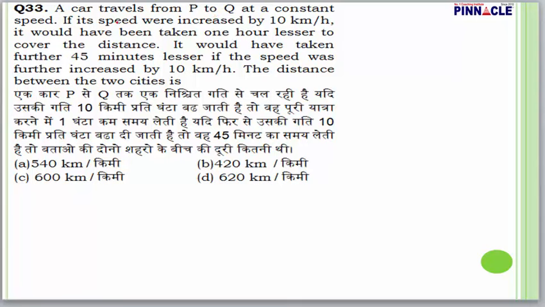Next question, question number 33. A car travels from P to Q at a constant speed. If its speed were increased by 10 km per hour, it would have taken 1 hour less to cover the distance. It would have taken a further 45 minutes less if the speed was further increased by 10 km. The distance between the two cities would be how much?